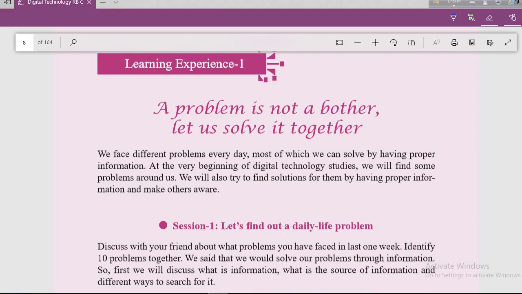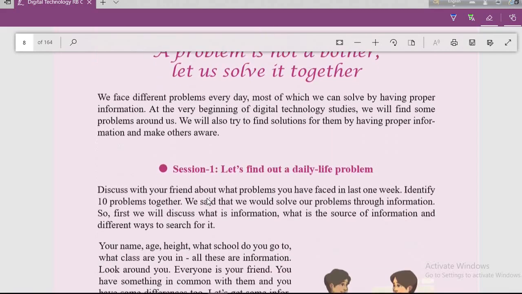A problem is not a bother, let us solve it together. We face different problems every day, most of which we can solve by having proper information. At the very beginning of digital technology studies, we will find some problems around us. We will also try to find solutions for them by having proper information and make others aware.